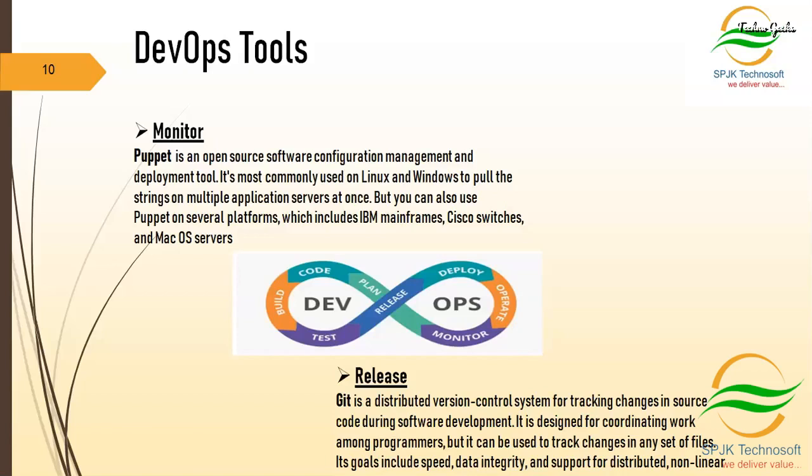Next, move on to release phase. Here we use Git. It is a distributed version control system for tracking changes in source code. The main reason for selecting Git as a tool in release is performance, because Git performs very strongly and reliably when compared to other version control systems. And Git is also very secure, and it also maintains the integrity of source code.